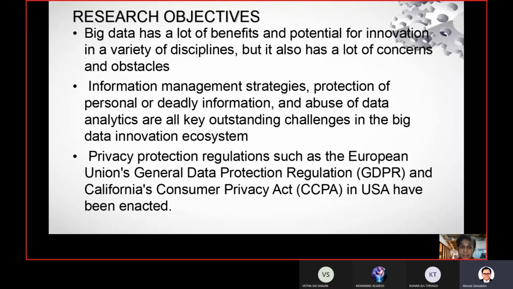Research objectives. Big data has a lot of benefits and potential for innovation in a variety of disciplines, but it also has a lot of concerns and obstacles. Information management strategies, protection of personal or sensitive information, and abuse of data analytics are all key challenges in the big data innovation ecosystem. Privacy protection regulations such as the European Union's General Data Protection Regulation GDPR and California's Consumer Privacy Act CCPA in the USA have been enacted.